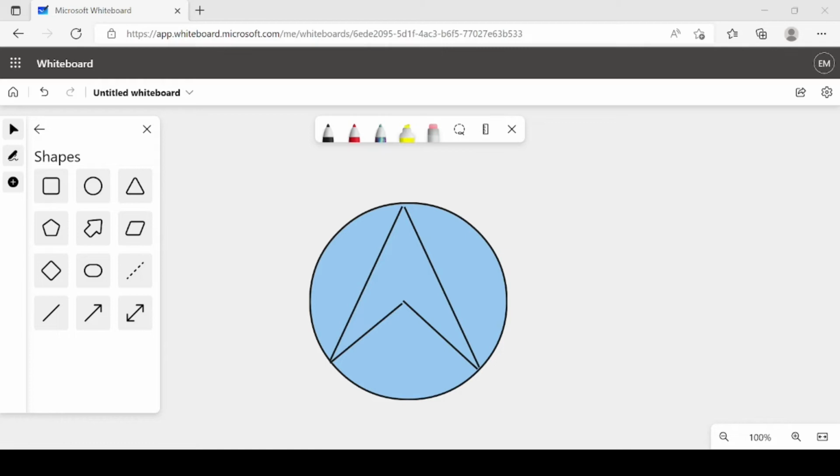Okay, so number 6. If you have an arrowhead shaped shape that connects to the edges of the circumference on its edges, then this angle here, let's call it x, will always be double this angle here, let's call it b. So we know that x will be equal to 2b.